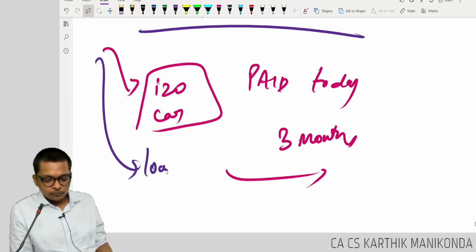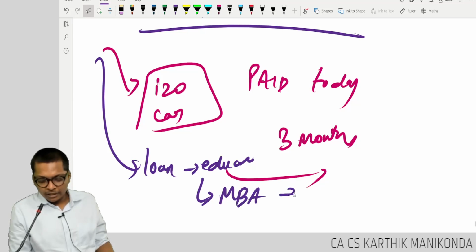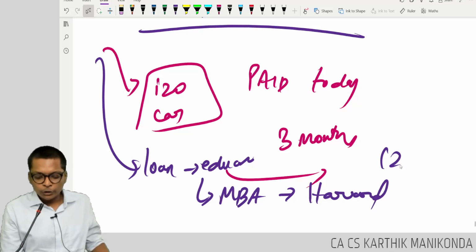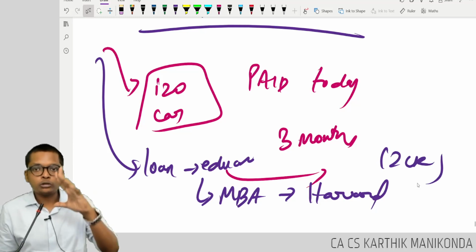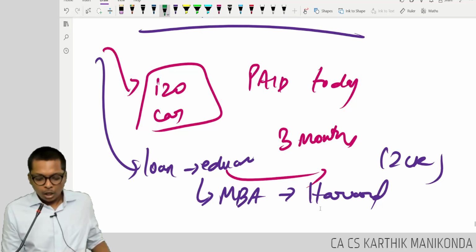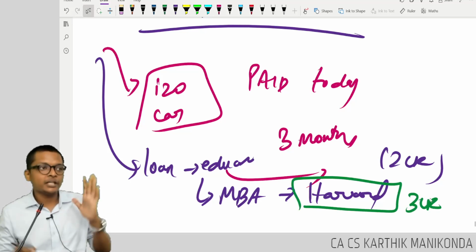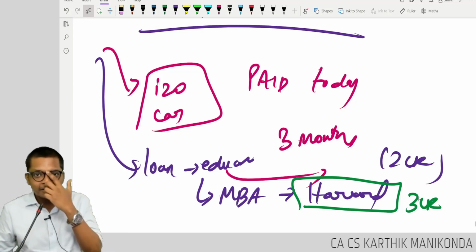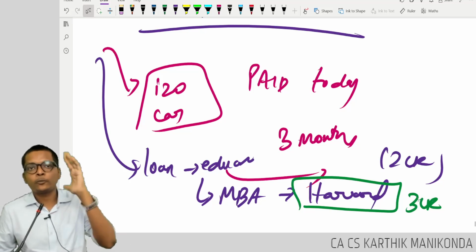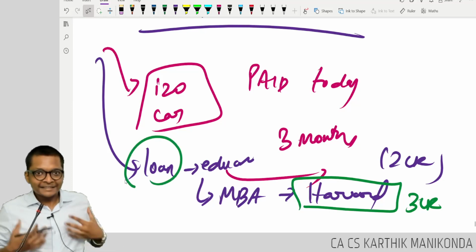Sanjeev took a loan for the purpose of education. He is going to study MBA from, let's say, Harvard. The cost is going to be 2 crores, so he took a 2 crore loan. MBA means expensive. But after he does MBA in Harvard, he will get a job which pays him 3 crores annually. No doubt in that. The annual salary will be 3 crores if you do MBA from the top colleges. So Sanjeev is saying, this loan is an investment into me.